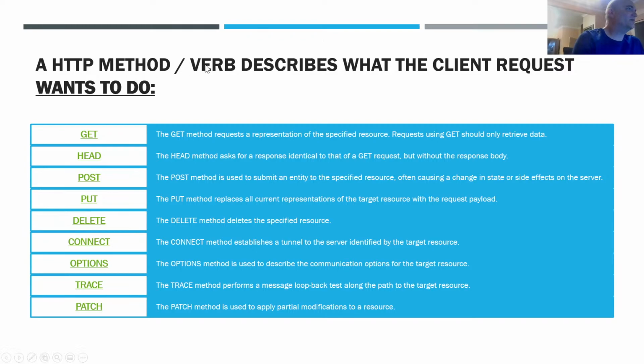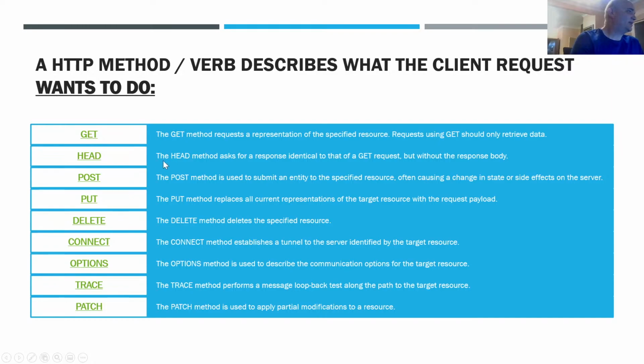Sometimes it's also called a verb. The verb describes what the client request wants to do. We can see that there are various different types of verbs. We can see GET, which basically gets the data. All right, I'll just go through what these are quickly.